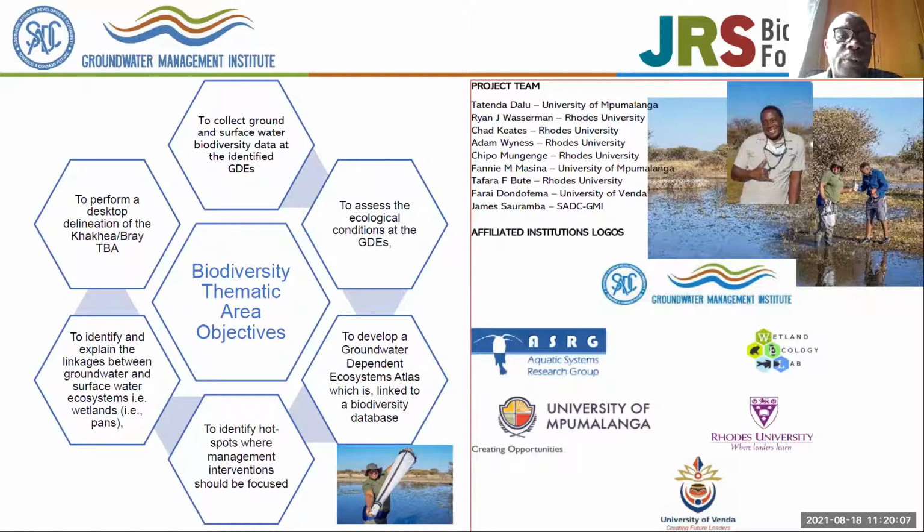So within the biodiversity thematic area, we have 6 objectives. One is to collect groundwater and surface water biodiversity data and identify GDEs, assess the ecological conditions at the GDEs, develop a groundwater dependent ecosystems atlas, which is linked to a biodiversity database, identify hotspots where management interventions should be focused, identify and explain linkages between groundwater and surface water ecosystems, and to perform a desktop delineation of the Khakhea Bray. The sequence, of course, is not exactly the way I have mentioned.